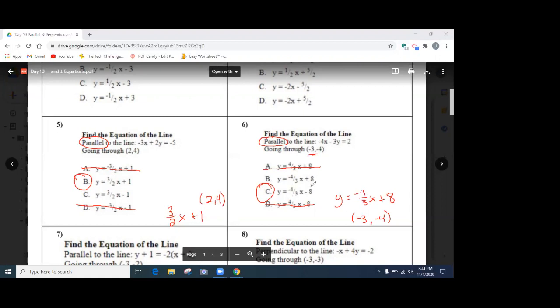Every once in a while, they may have another line that also contains this point right here, and it's going to be the wrong answer. But in the end, at least you're doing something. So you give yourself a shot. And so the biggest thing out of all this is be able to check the points. All right, let's go down.